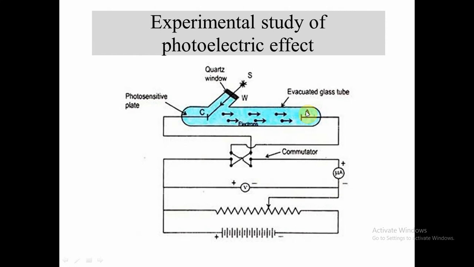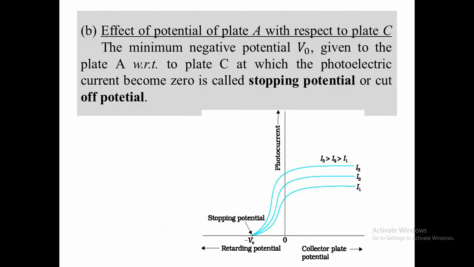After this, if we increase the positive potential of plate A, there will be no increase in the photoelectric current. This maximum value of photocurrent is known as the saturation current. The saturation current corresponds to the state when all the photoelectrons emitted from C reach plate A. That can be observed through the graph here.